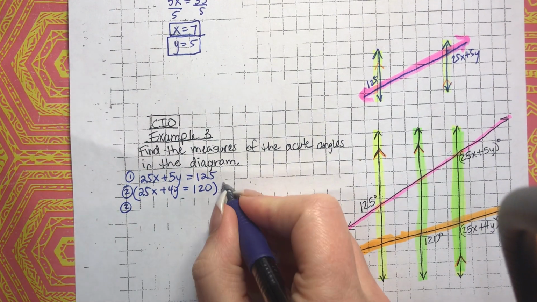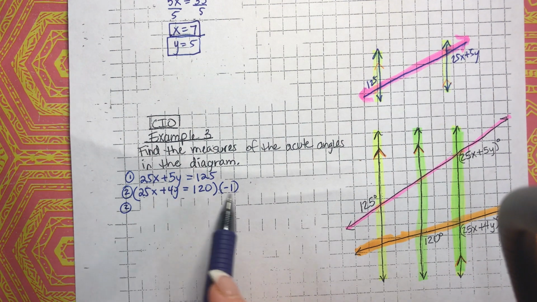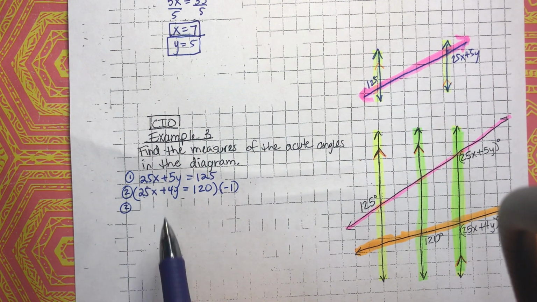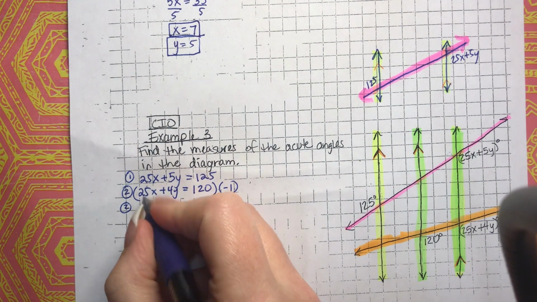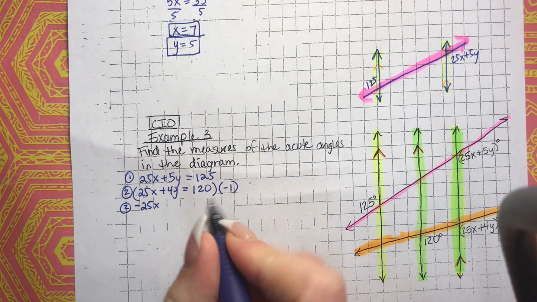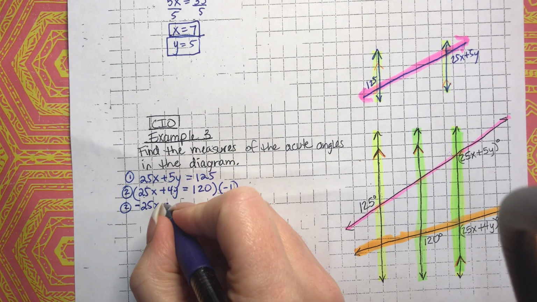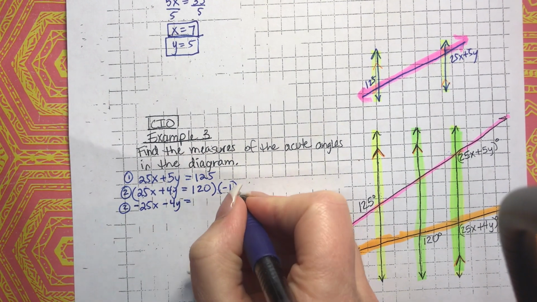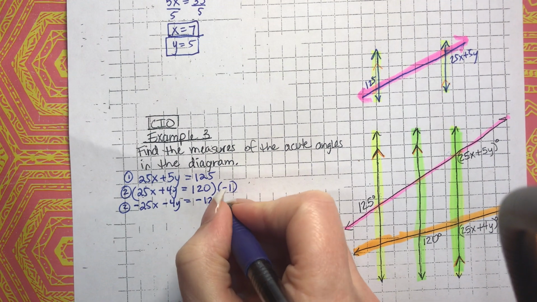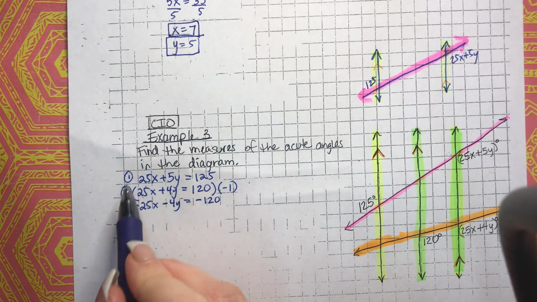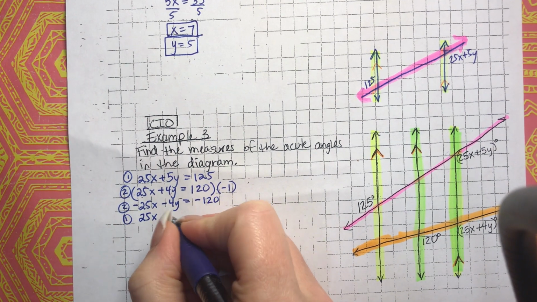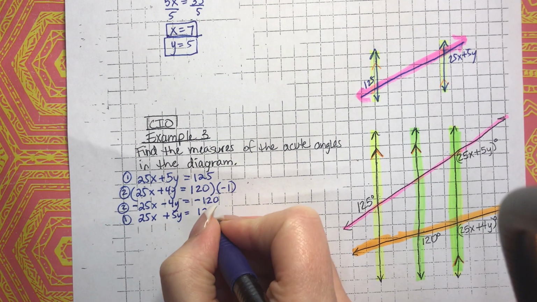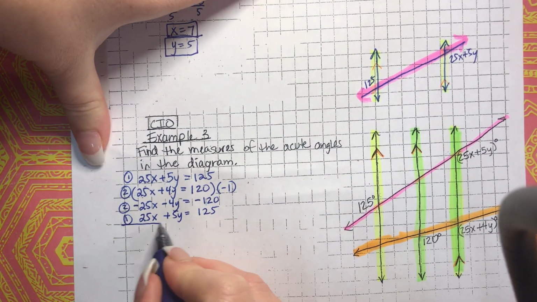I'm going to multiply this whole equation by -1. That's going to give me the same number, but one's positive and one's negative, which means they will cancel out, and I'll be left with one variable, which is what I need to figure out. So negative times 25x is negative 25x. A negative times 4y is negative 4y, equals negative times 120, which is negative 120. Now I'm going to rewrite equation number 1 right underneath it.